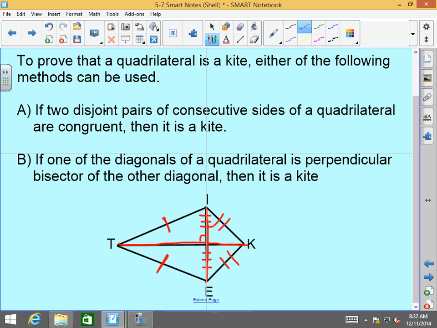Does that make sense? So a kite is one of the special quadrilaterals that is not based on a parallelogram. Not based on a parallelogram. May I continue, brothers?